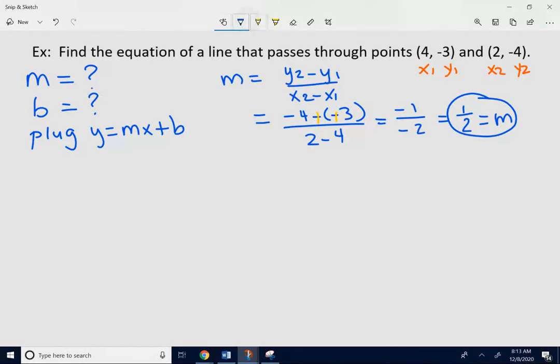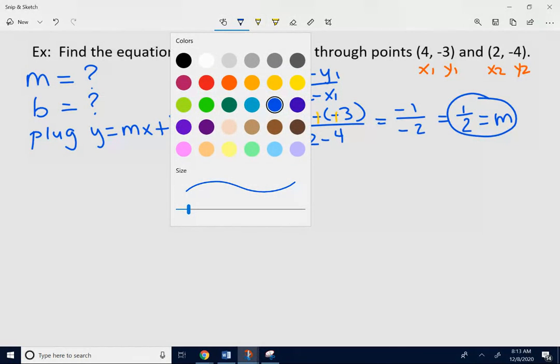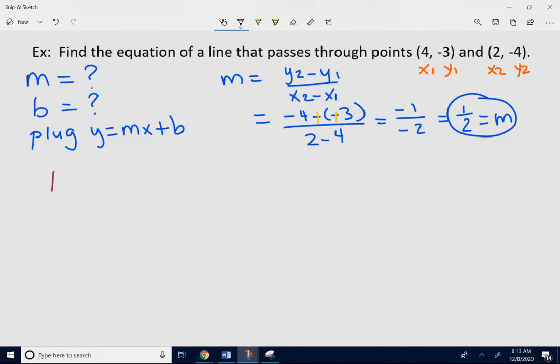You've been doing that. Now we're going to do something a little different. We're going to find b. The way to find b is to go back to the general slope-intercept form, y equals mx plus b. We're going to plug in x, y, and m. We know m is 1/2.